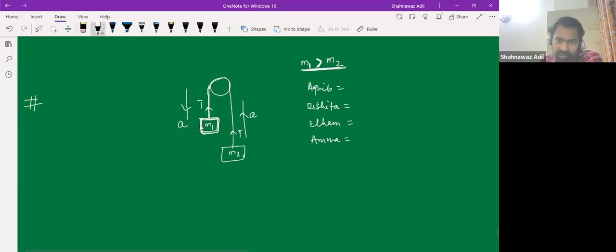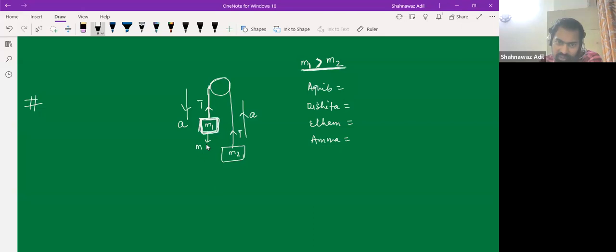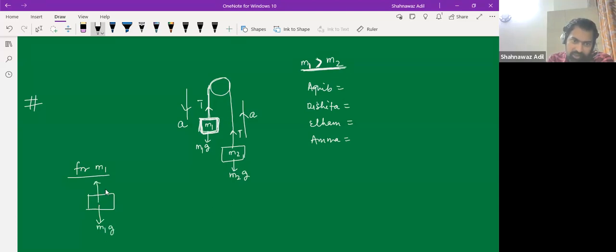What is the other force that is acting on this mass? Gravity. Good. So gravity is going down, and in here also the gravity is going down. Now we have to draw the free body diagram for M1 and for M2. For M1, this is the diagram: this is M1g, this is tension, and this is the acceleration.